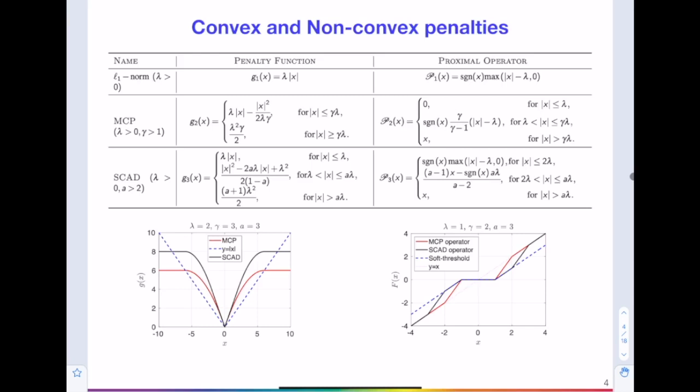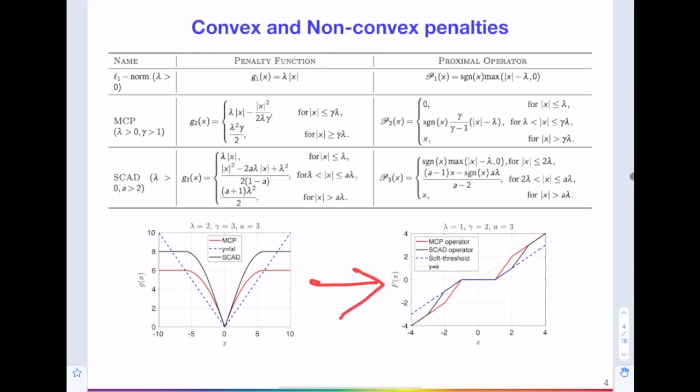Let's look at how these penalties look. So as you can see, the dotted blue line is nothing but the L1 norm. You can see that the penalty increases as it goes to higher amplitudes, whereas the non-convex penalties such as MCP and SCAD settle to a certain value at the higher amplitudes, which results in lesser penalty for larger amplitudes.